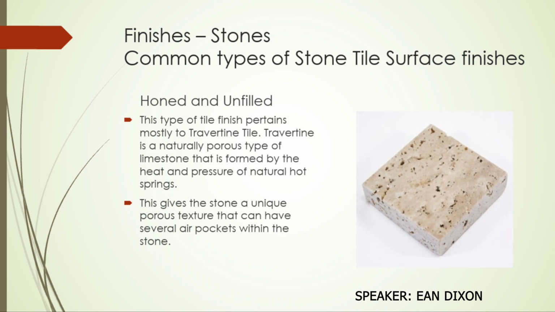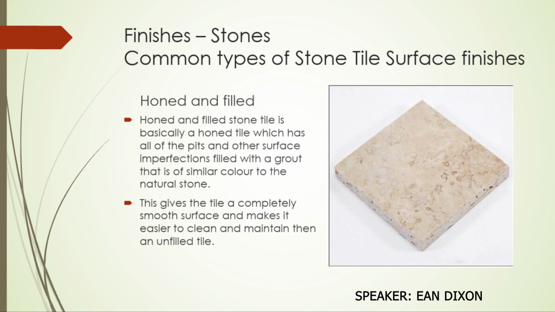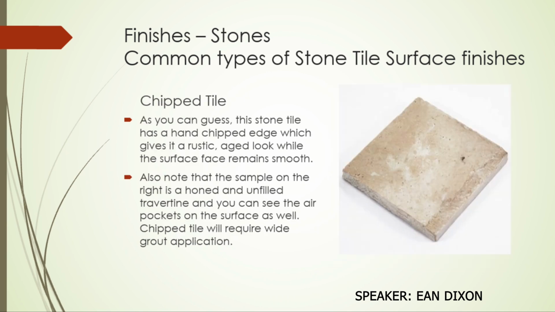Honed and filled. Honed and filled stone tile is basically a honed tile which has all of its pits and other surface imperfections filled with a grout that is of similar color to the natural stone. This gives the tile a completely smooth surface and makes it easier to clean and maintain than an unfilled tile. Here's an example of how it looks.